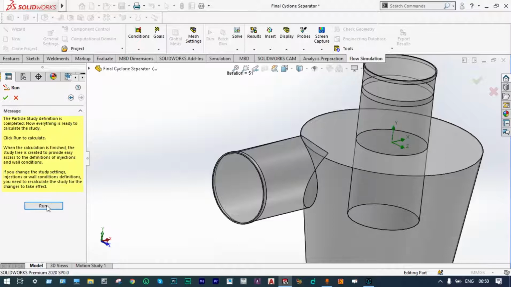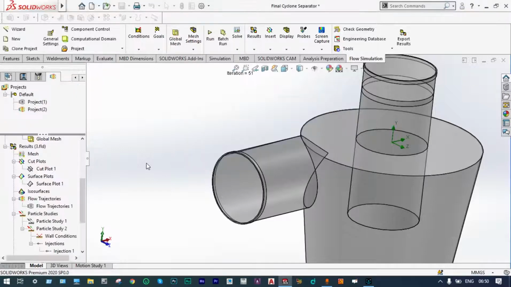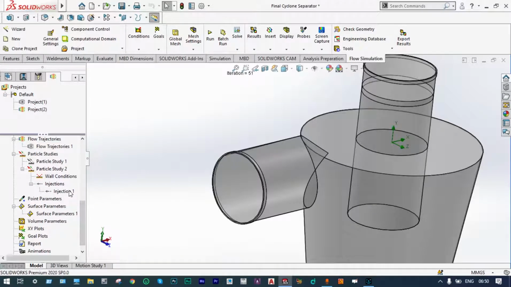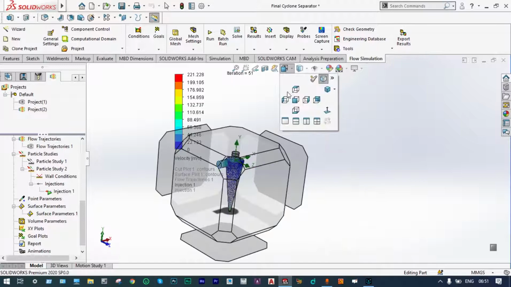Let us run this one. Particle study 2 is running. It is done. Now we can see the injection and we can play it. Particle study 2, it is clearly visible that as the diameter in this case is more, so maximum particles are being accumulated at the bottommost part and few particles are going out from the top exit. You can see this one from front plane in a better way.